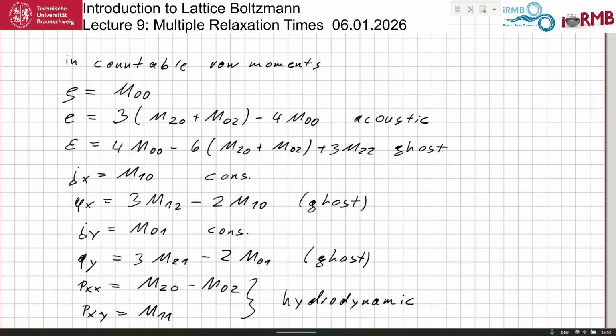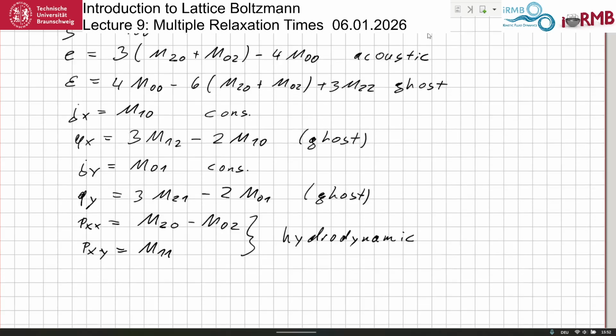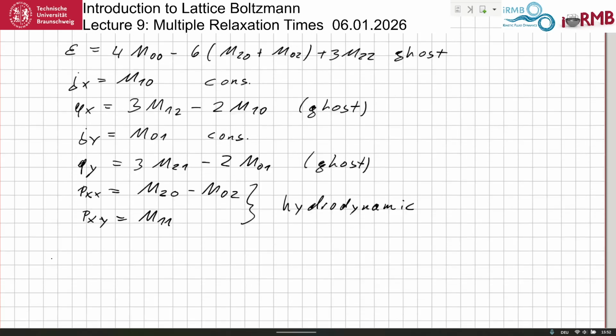So how on earth did they come up with these numbers? 3, 4, 4, 6, 3, and so on. This is all due to the unweighted orthogonality.